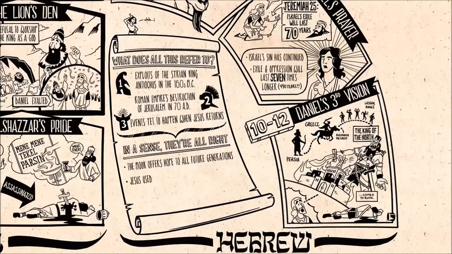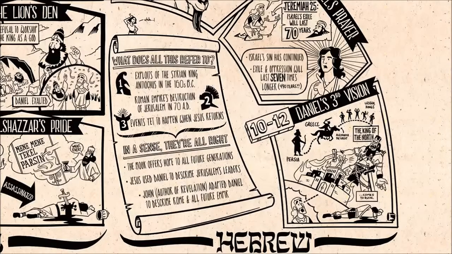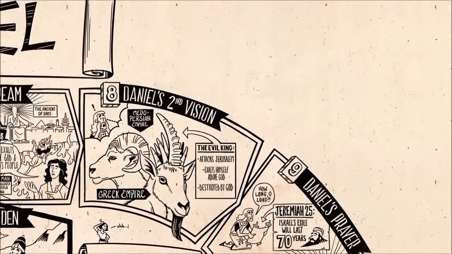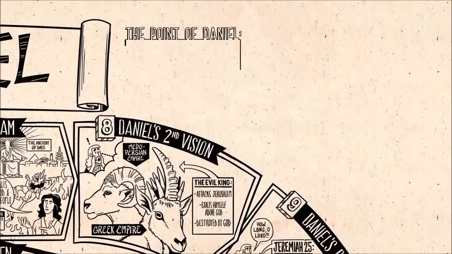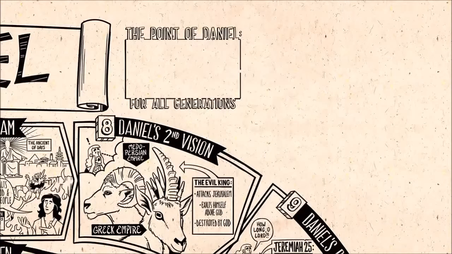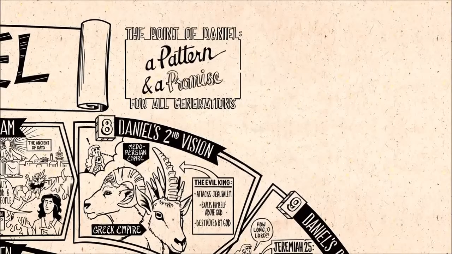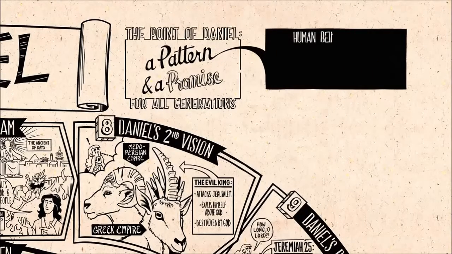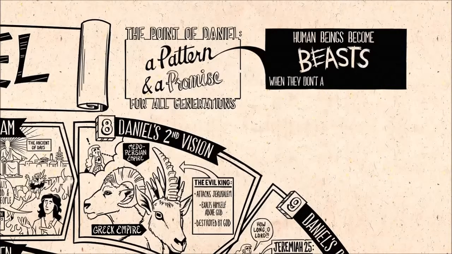This is why Jesus could use imagery from Daniel to describe and confront the oppressive leaders he confronted in Jerusalem. This is why John, the visionary who wrote the Revelation, could adapt Daniel's visions and apply them to Rome of his day and also all future oppressive empires. And so the point of Daniel is that all generations of readers can find here a pattern and a promise. It's a pattern that human beings and their kingdoms become violent beasts when they glorify their own power, when they redefine right and wrong, and don't acknowledge God as their true king.